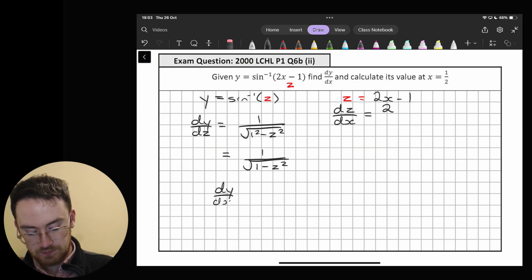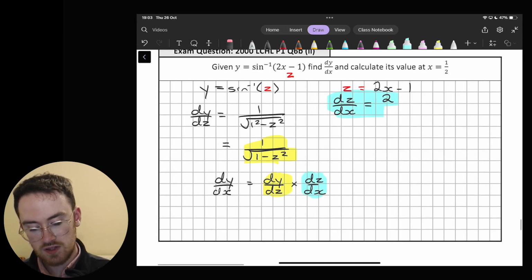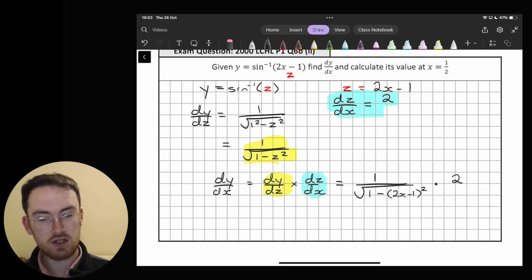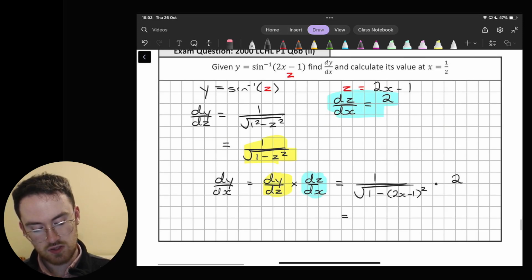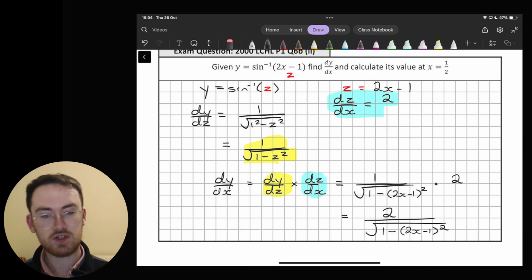Anyway, doesn't matter. We're going to keep going. dy dx is going to be dy dz times dz dx. Using our chain rule here, as we have been, dy dz is this one, and dz dx, of course, is this one here. So let's sub those in. So I have 1 over the square root of 1 minus (2x minus 1) squared, times 2. Nice and straightforward. So multiplying this out, then I get 2 over the square root of 1 minus (2x minus 1) squared. So we've found dy dx.